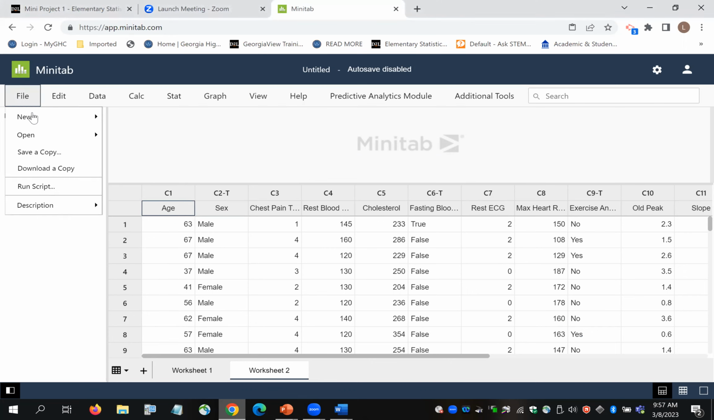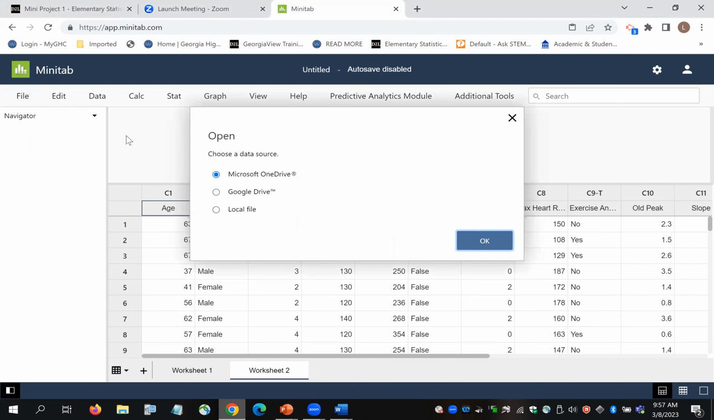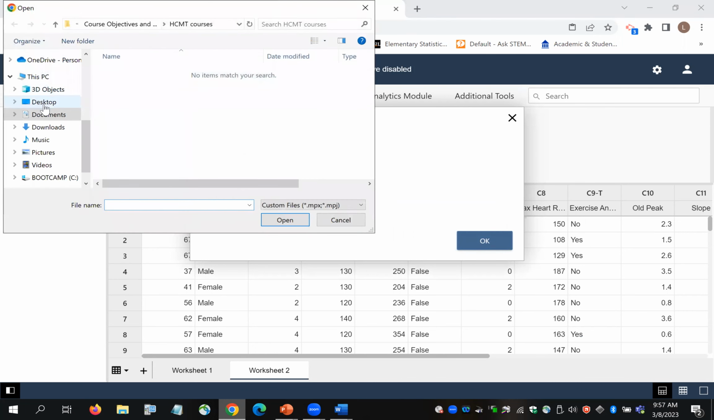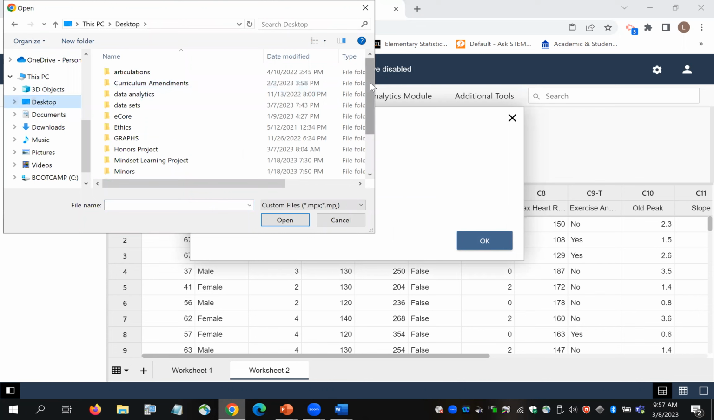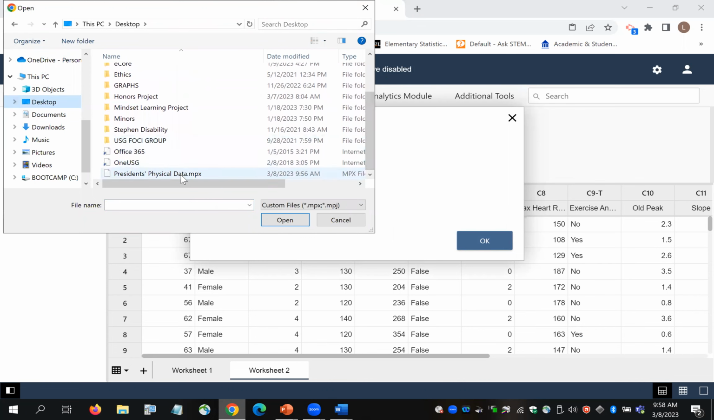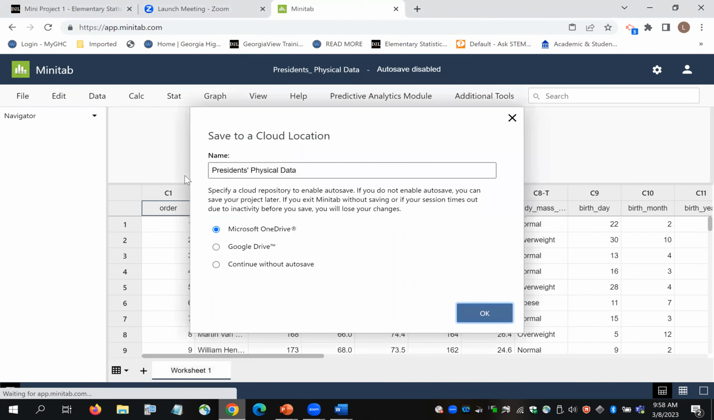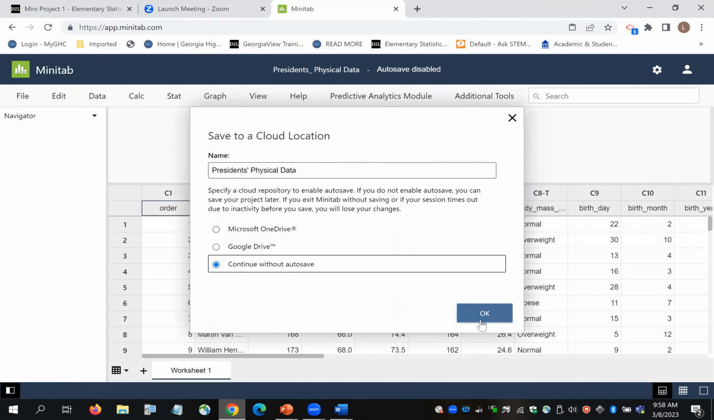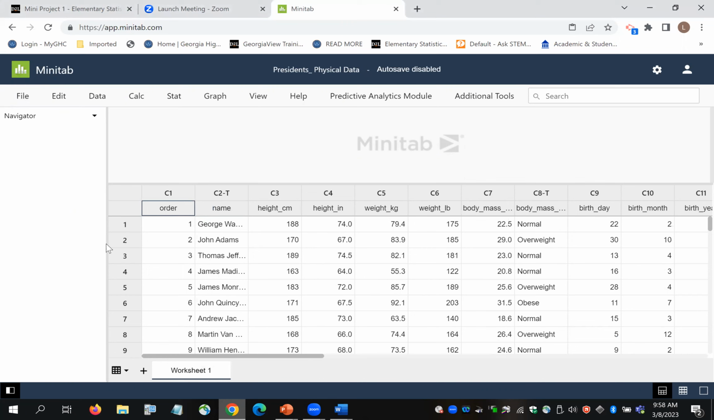So File, Open a Project from a local file because it's on my desktop. I tell it OK. And then I have to choose the file. And it is President's physical data. And it automatically populates into the spreadsheet.